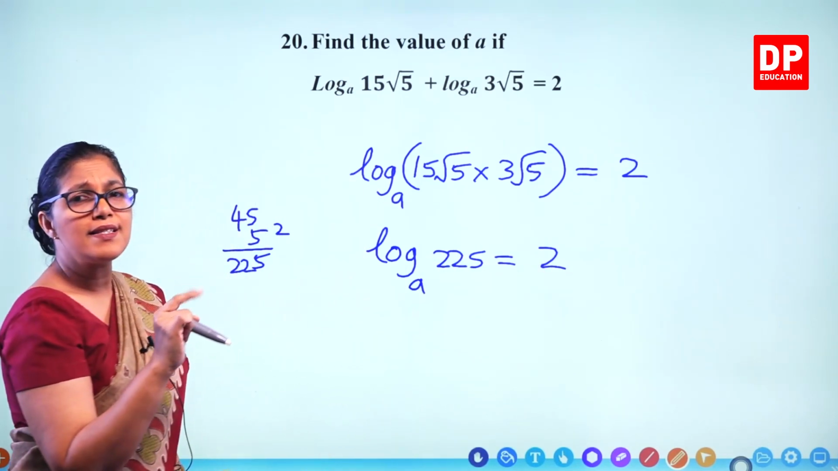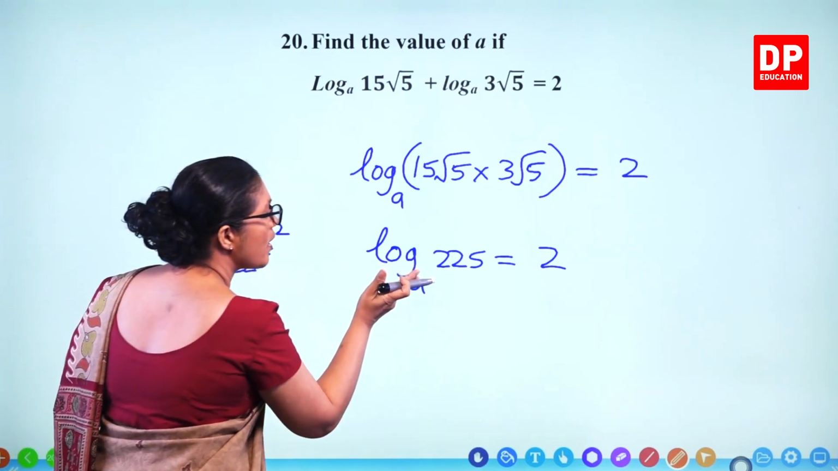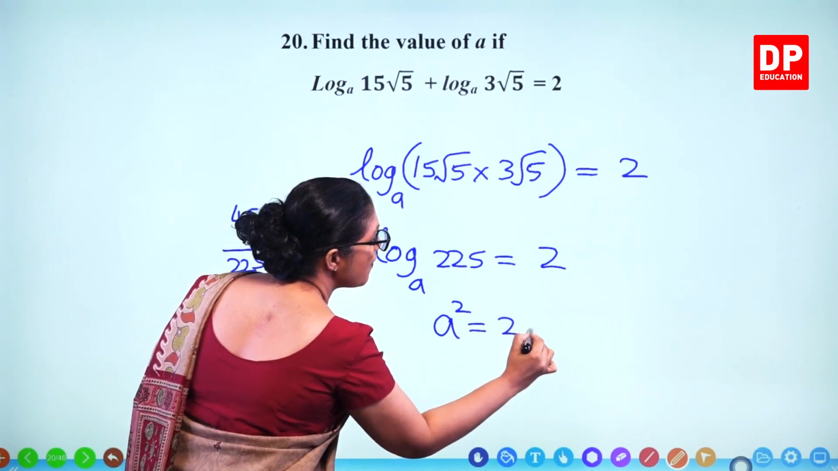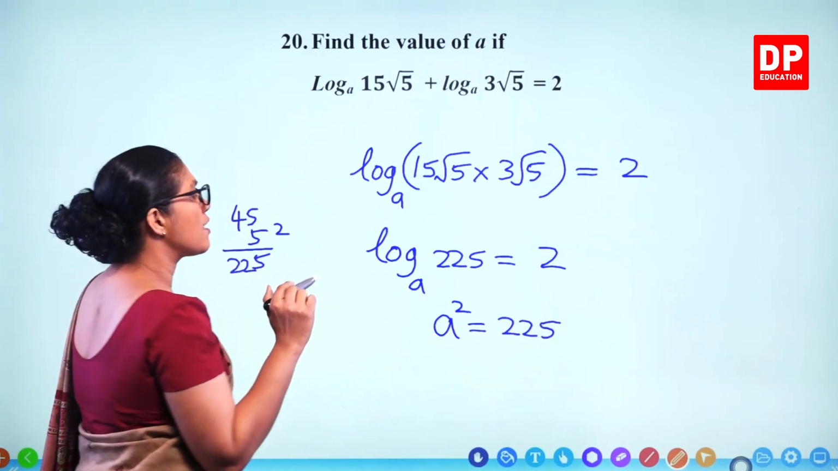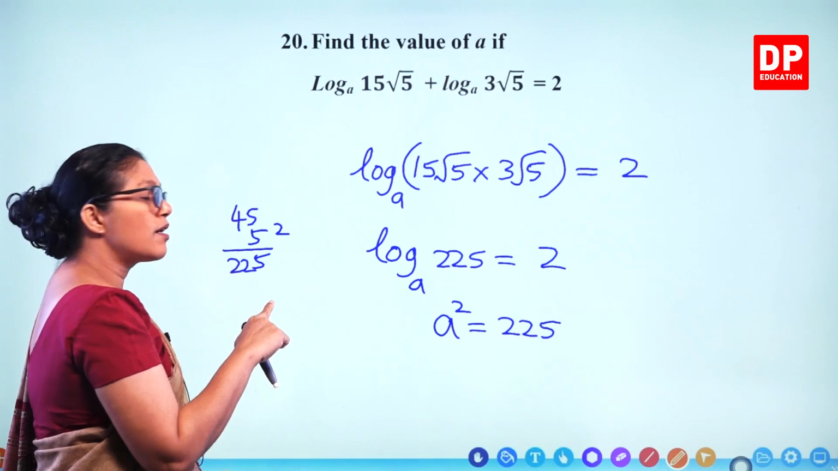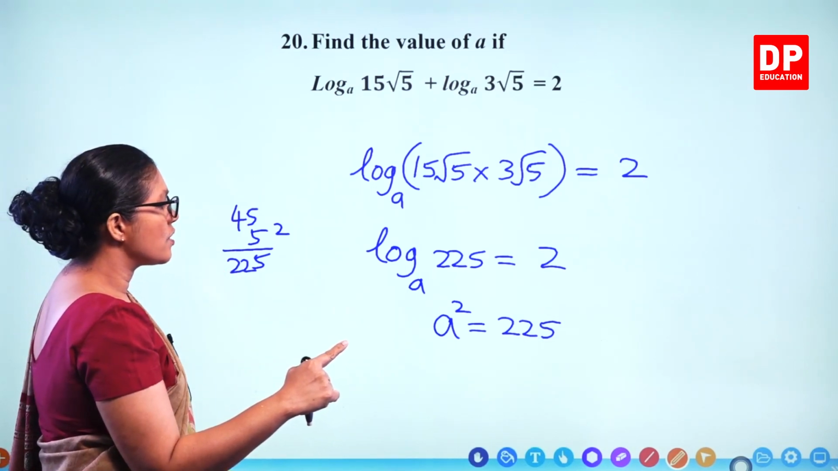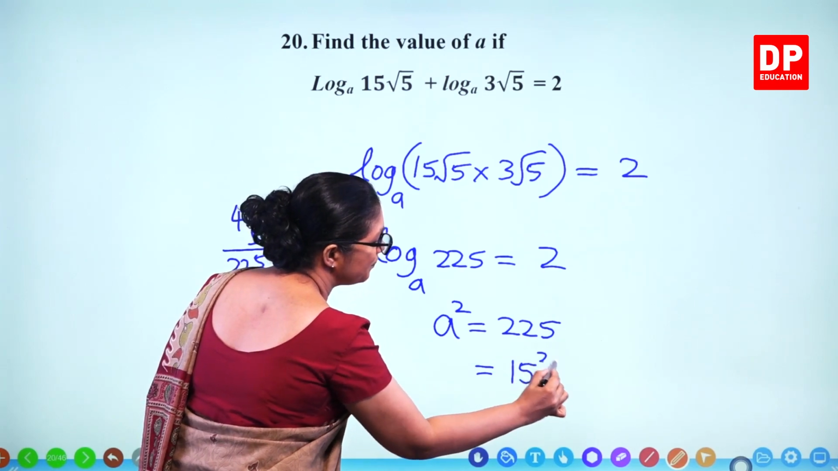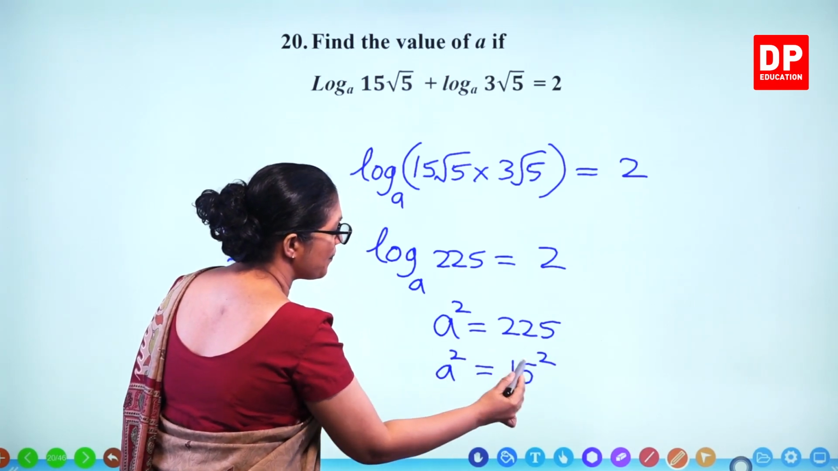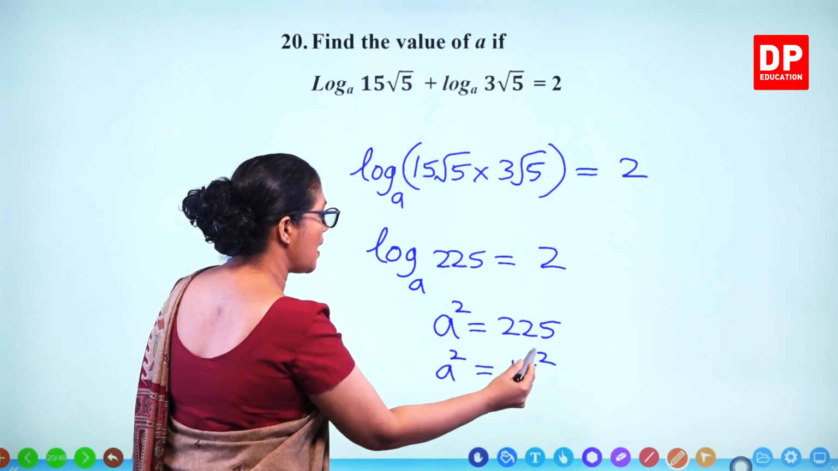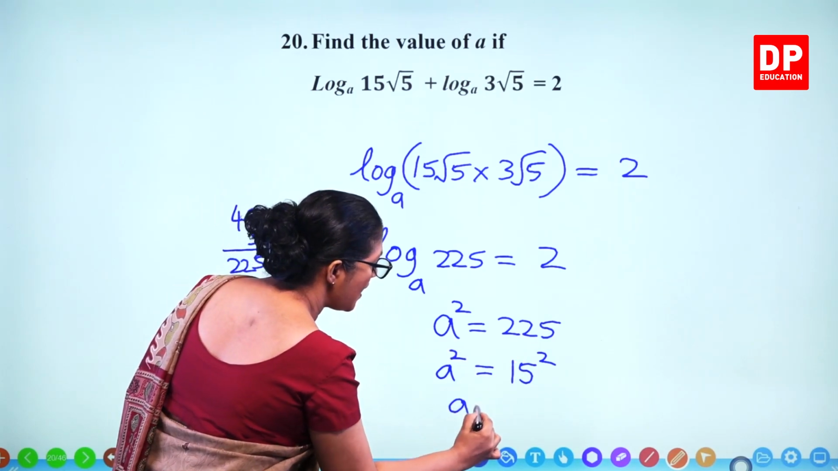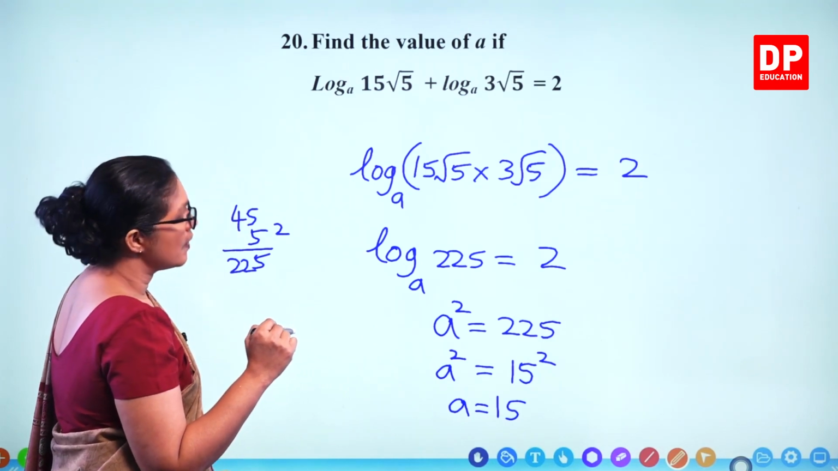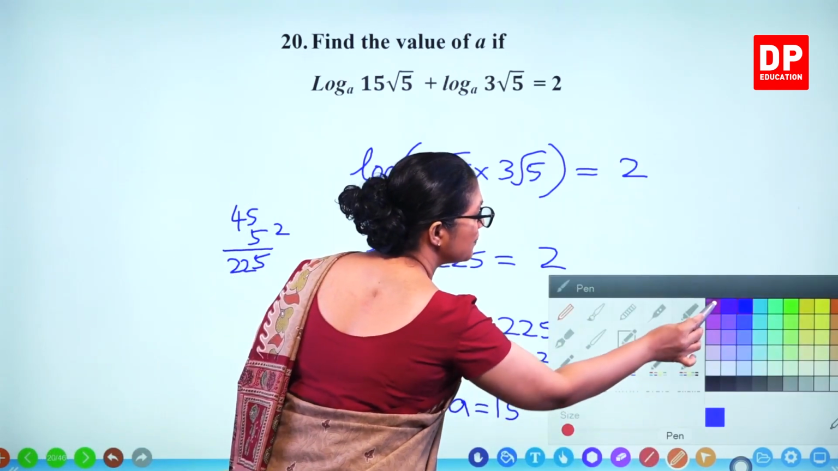Now you have to write this in index notation. How can we write index notation? We can write a squared is 225. That's how you write down the log notation to index notation. But we know 225 is 15 squared. So what is a? We can consider same power, so same bases. a should be equal to 15. So again you get 2 marks for that.